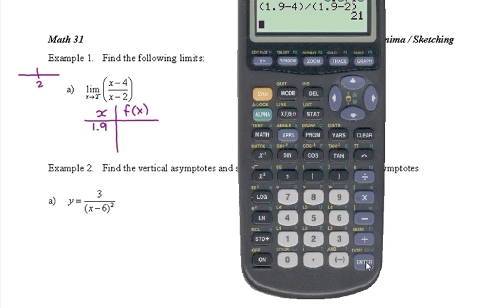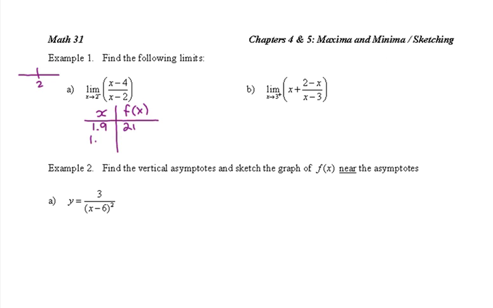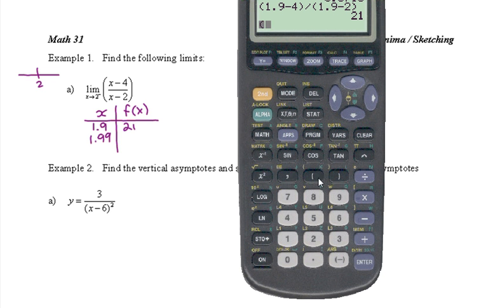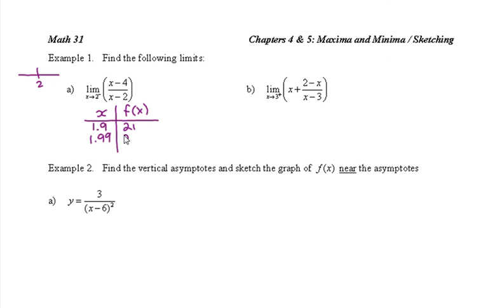That is 21. Now we're going to plug in 1.99: 1.99 minus 4 divided by 1.99 minus 2. It's going to give you 201. Do you want to take a guess what happens when you plug in 1.999?